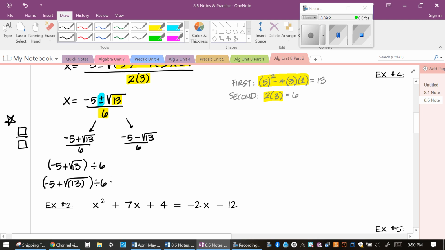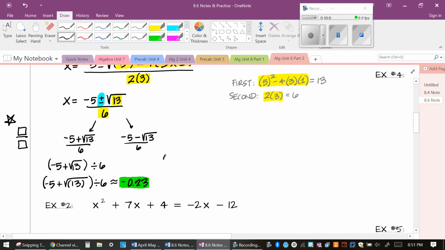Okay, you should get an answer of approximately negative 0.23. If you didn't get that answer, it's possibly because you typed it wrong. If you're having trouble with knowing where to put your parentheses, then my suggestion is to put the top part of the fraction in your calculator, push equals, so negative 5 plus square root of 13 equals, and then divide that answer by 6. So put negative 5 plus square root of 13 equals, then push divide by 6 equals.